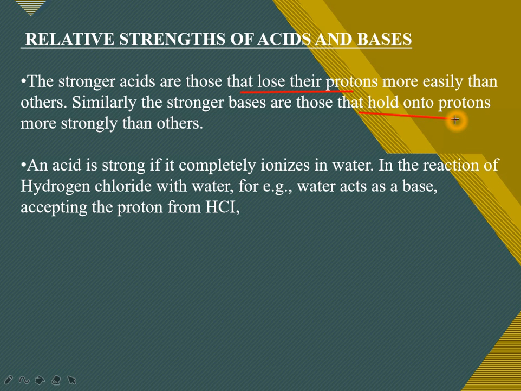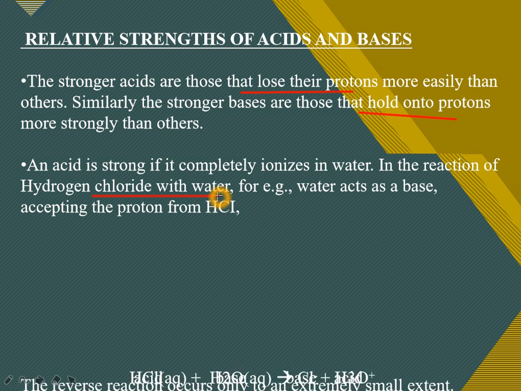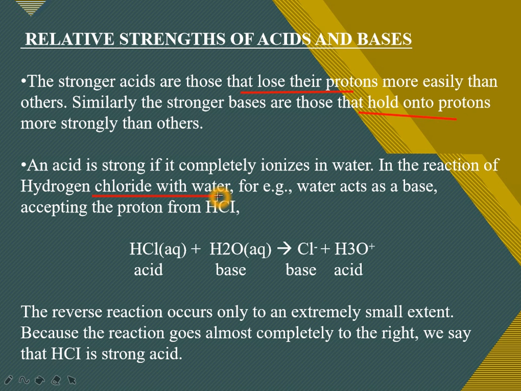An acid is strong if it completely ionizes in water, and this can be explained by the reaction of hydrogen chloride with water. The hydrogen chloride completely ionizes in water, and it acts as an acid while the water acts as a base. Here is the reaction: HCl in aqueous solution, the acid, reacts with water, the base, to give Cl minus and H3O plus. Cl minus is the base and H3O plus, the hydronium ion, is the acid.